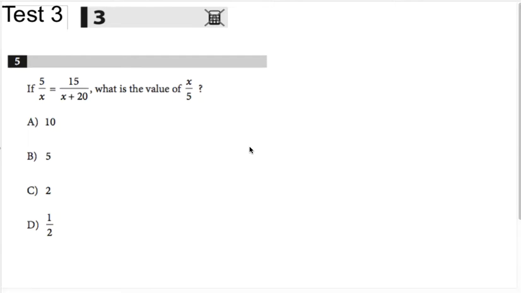All right, this is SAT Prep. We're doing test 3, section 3, and this is number 5. If 5 over x equals 15 over x plus 20, then what is the value of x over 5?